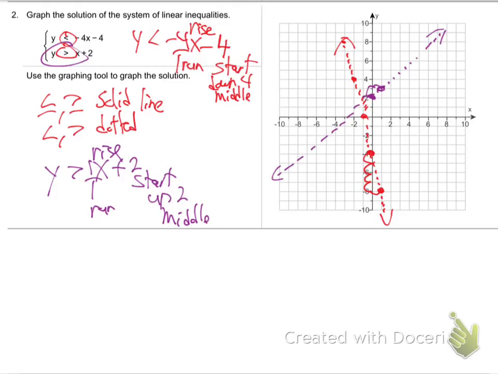And the graph maker has an option for you to make the line dotted or solid. So you just choose dotted lines for both those. Now, where's the shading go? You've got to find the overlap.